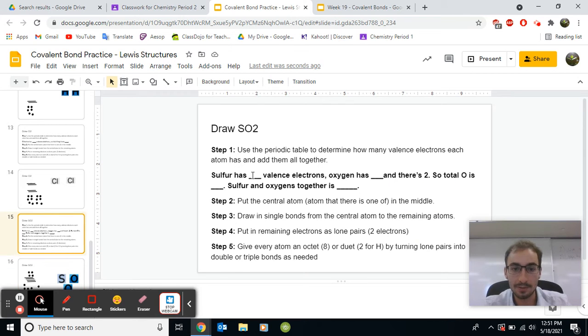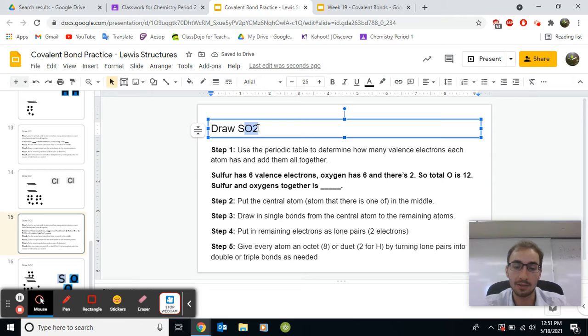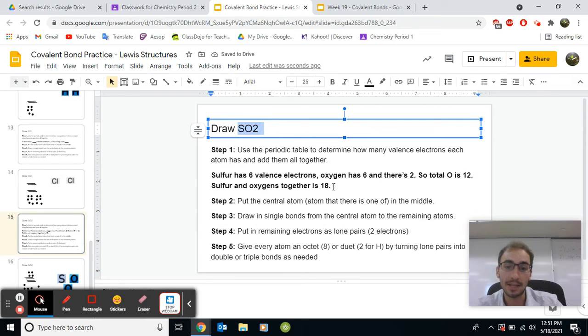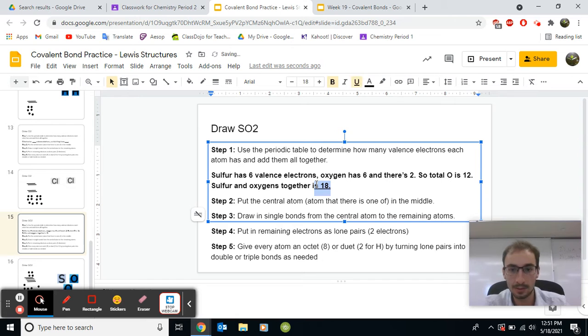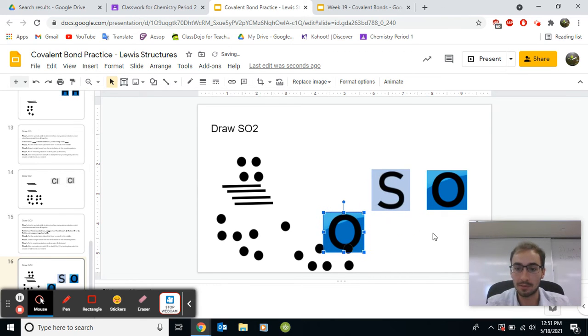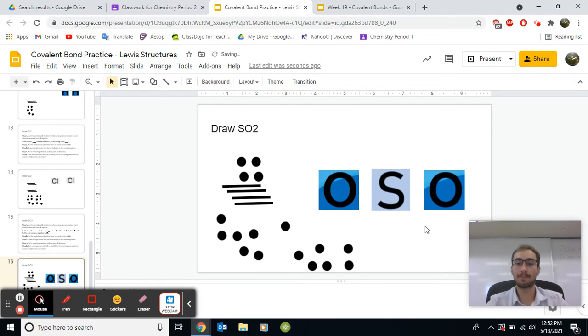So sulfur has 6 valence electrons, oxygen has 6, and there's 2 oxygens, so there's 12, because each oxygen gives 6. So total, adding them all up, you get 6 from the S and 12 from the 2 O's. You get 18 valence electrons total. So keep that number 18 in mind. Next, you're going to put the central atom in the center. Sulfur is the one that's alone, so sulfur is going to go in the center.